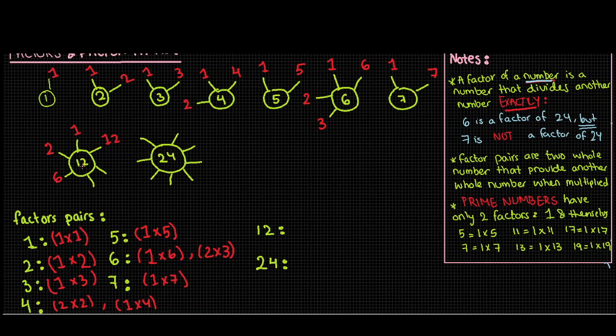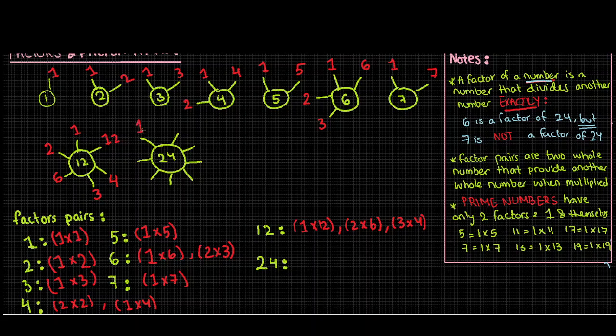12 is divisible by 3. So when we divide it by 3, we get 4. And 12 is divisible by 4, as well as 3, and it's also a factor of 12. So what we can see here is that 1 times 12 gives us 12, 2 times 6 gives us 12, and 3 times 4 gives us 12. All of these are factors of 12, and we can call them factor pairs of 12.